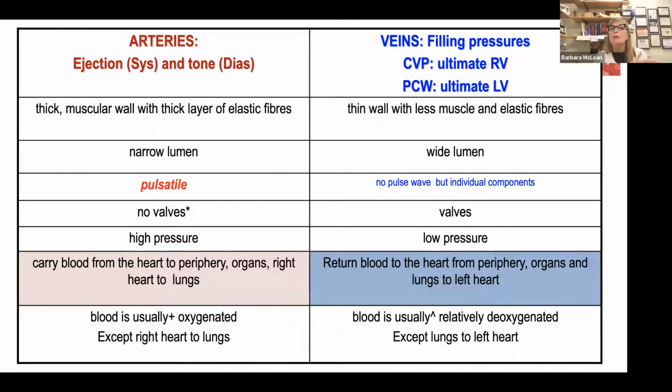So diastolic pressure in the systemic artery represents the arterial tone. It's also affected by the volume and the ejection, but it truly is a measure of arterial tone. And in the pulmonary artery, the diastolic pressure is a measure of the pulmonary arterial tone. Now, diastolic pressure plays a really important component in the development and the evaluation of mean arterial pressure.